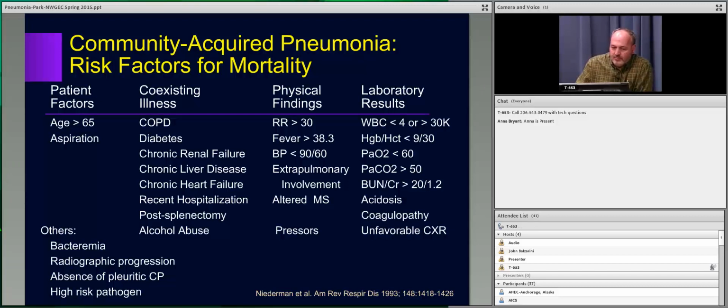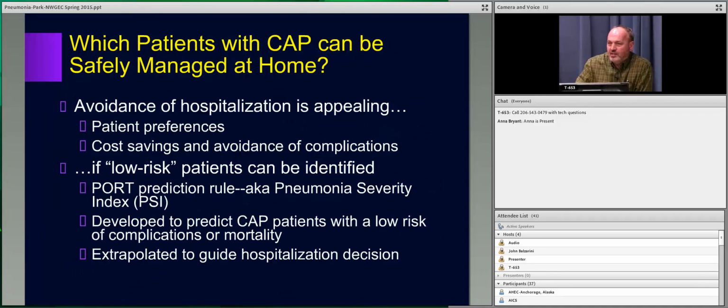Later on, you may find out if someone has bacteremia, if their radiograph progresses, if it gets worse instead of better. If they do not have pleuritic chest pain, that's a risk factor for mortality, maybe implying less eager immune response. And then if you have a high-risk pathogen. Okay. So this is clumsy, but if you can remember some of these things when you're seeing a patient with a cough and pneumonia, it'll help you decide what to do with them.